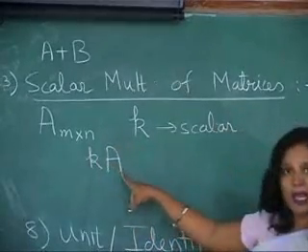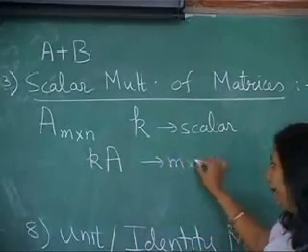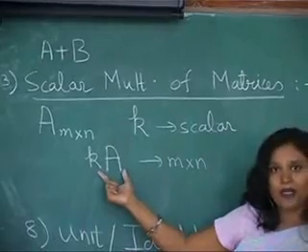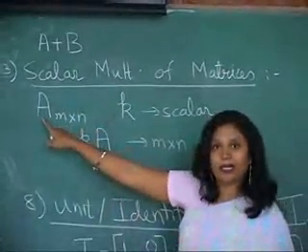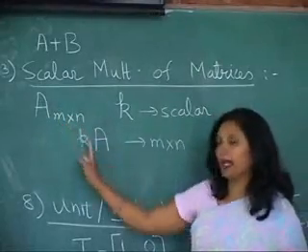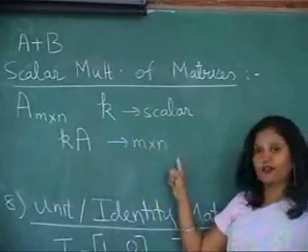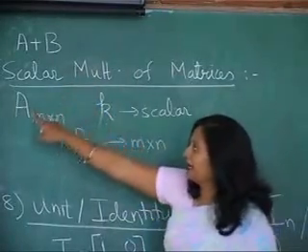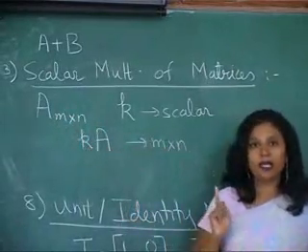K times A is also going to be a matrix of order m by n, and this matrix will be obtained by multiplying every element of capital A by the scalar K. So K times A is also a matrix of order m by n, and its elements are obtained by multiplying every element of capital A by the real number K.